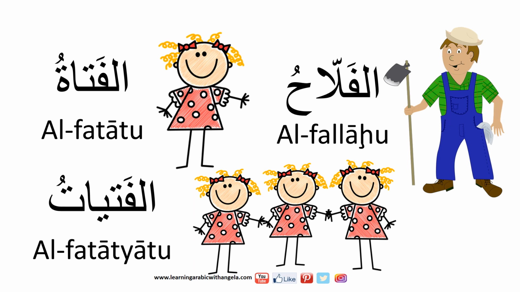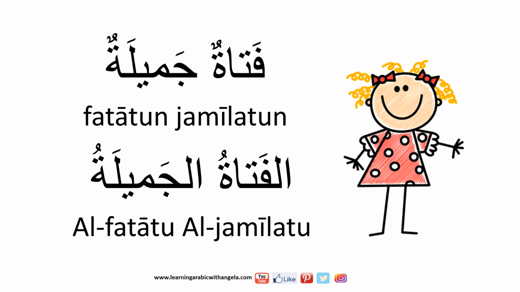So we can deduce from the examples that al is used for all nouns, regardless of gender or number. Al-fallahu, it's masculine. Al-fatatu, it's feminine. Al-fatayatu, it's in the plural. We can also use al for adjectives. For example, in the indefinite case, fatatun jamilatun, a beautiful girl. In the definite case, al-fatatu al-jamilatu, the beautiful girl.